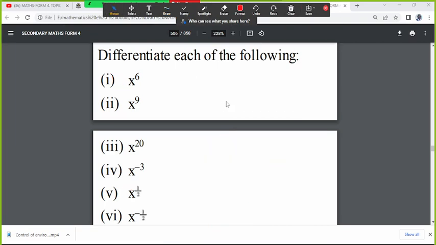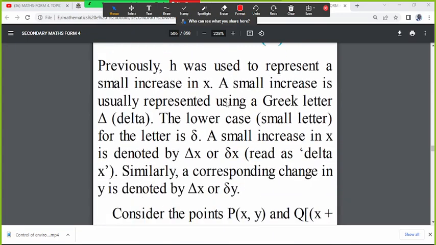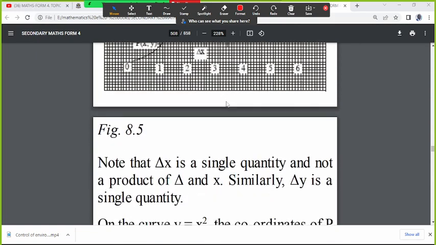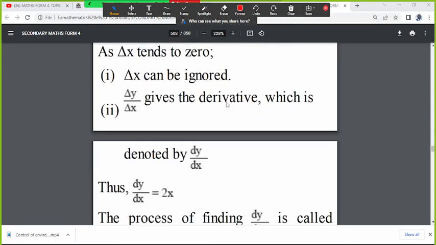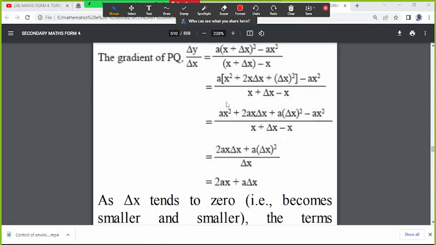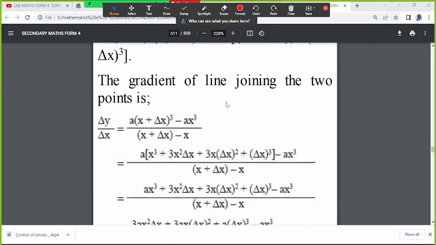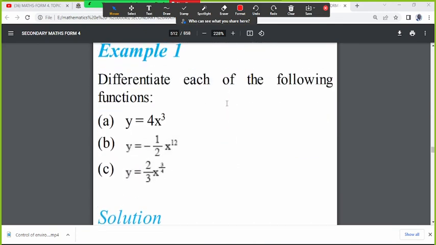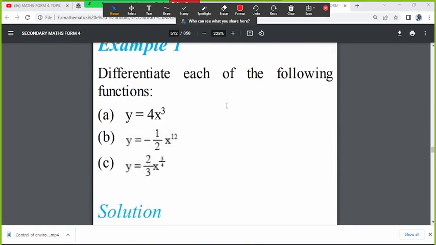Delta notation, it will just sort itself out along the way. I want us to go to the derivative of a polynomial. How are we differentiating a polynomial? We are here, not a polynomial yet. This is the first term. Differentiate each of the following functions. We are still finding the change in y over change in x.